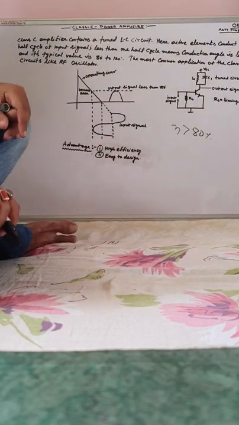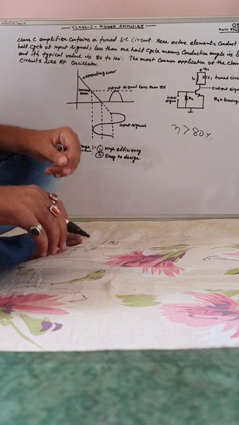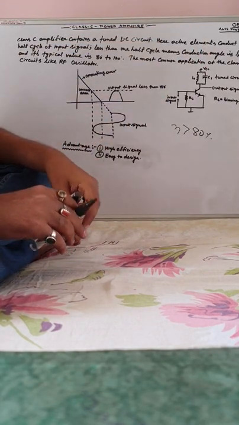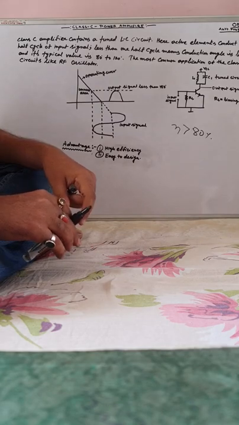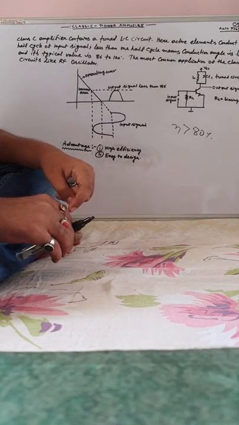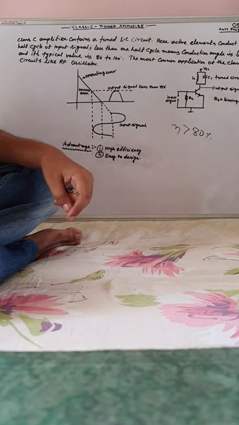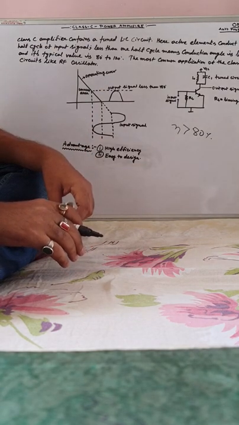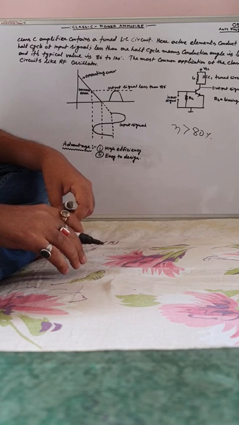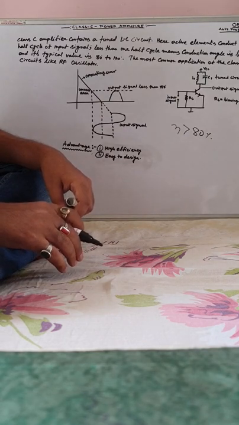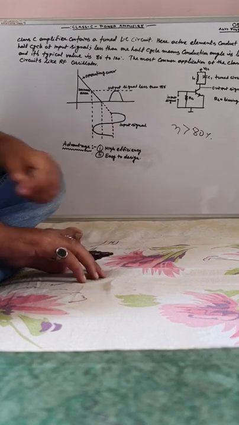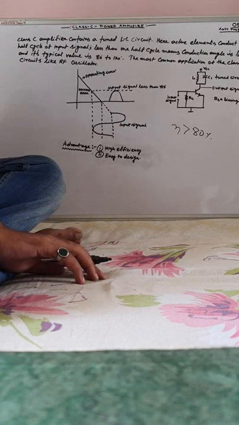Now, the class C type power amplifier contains a tuned LC circuit. A tuned LC circuit is a tuning circuit which is used in an oscillator to generate oscillatory output. Here, the active element conducts for less than half cycle of the input signal. Less than half cycle means the conduction angle is less than 180 degrees.